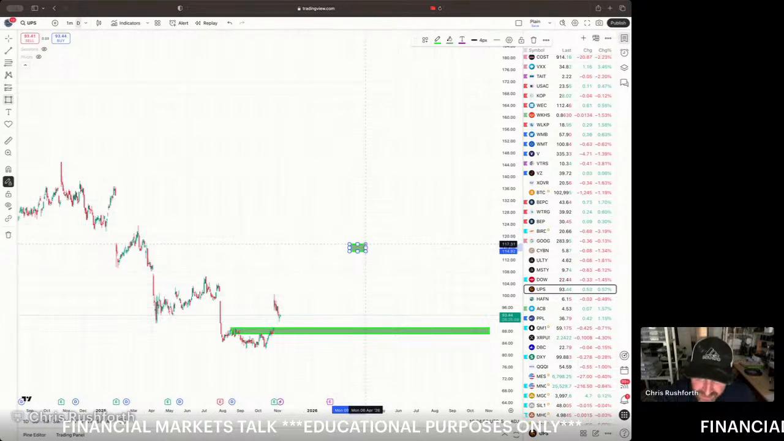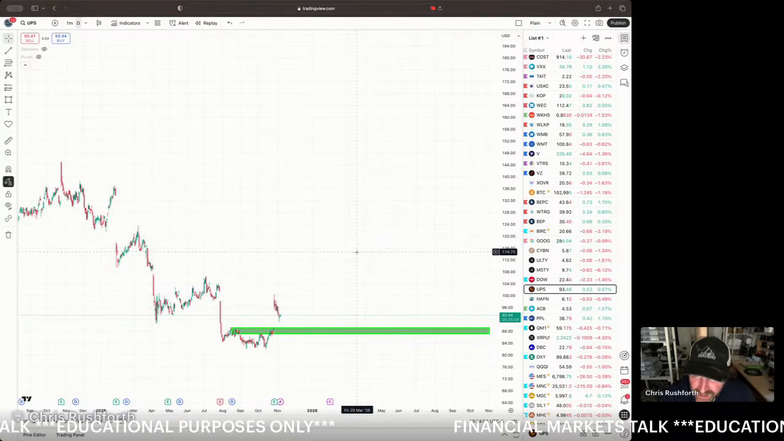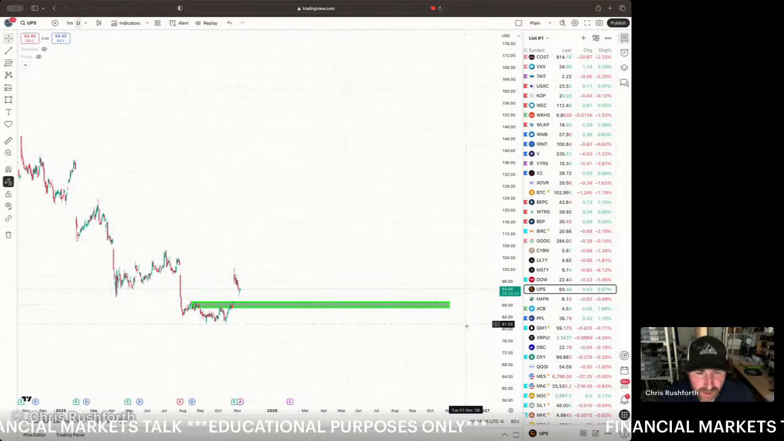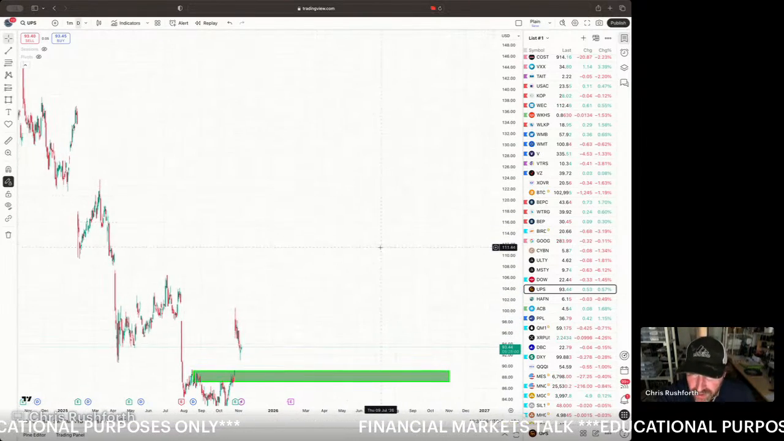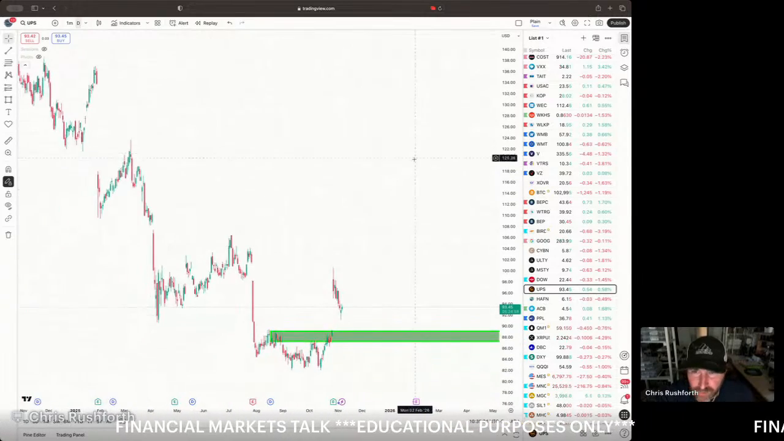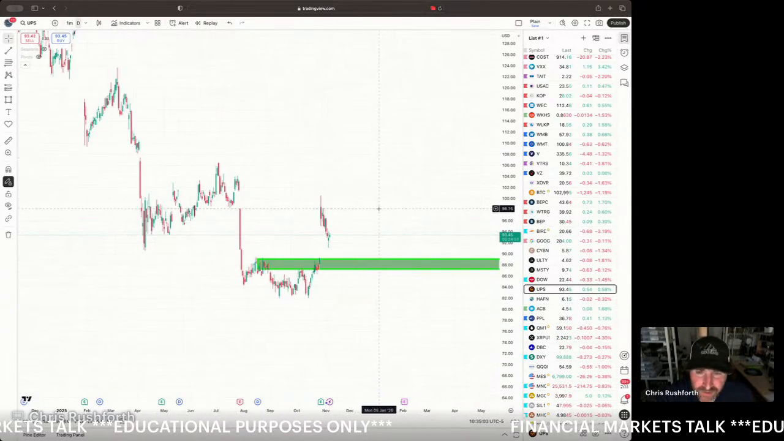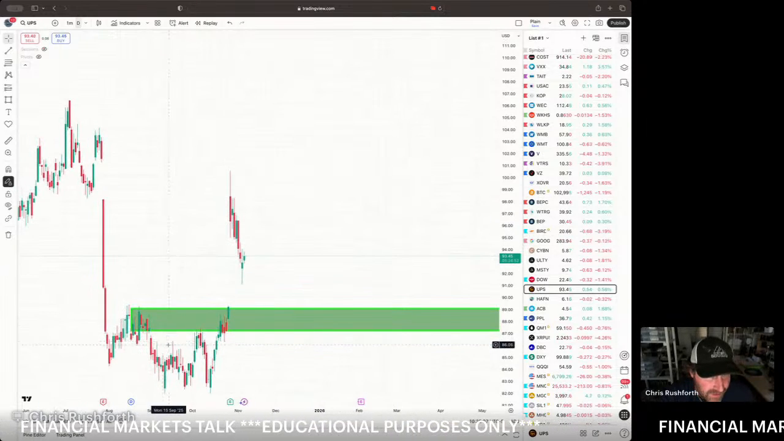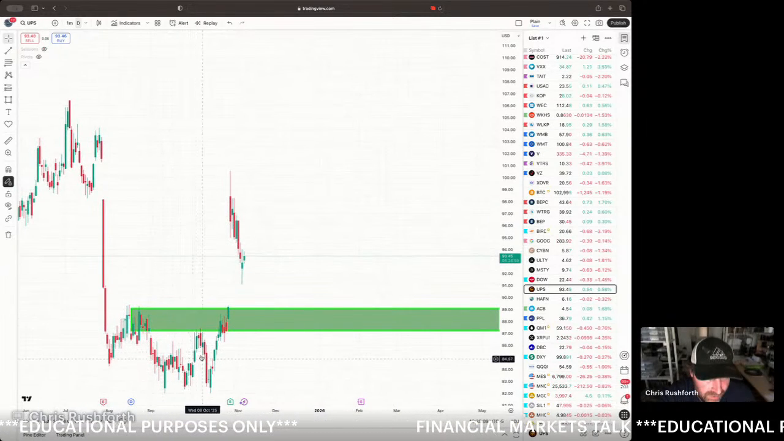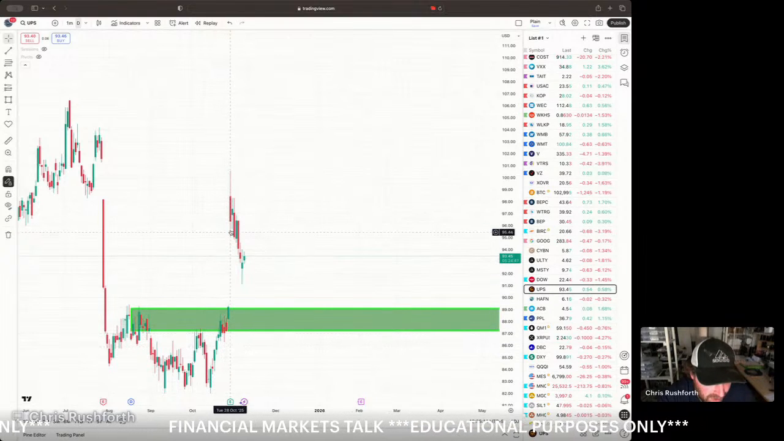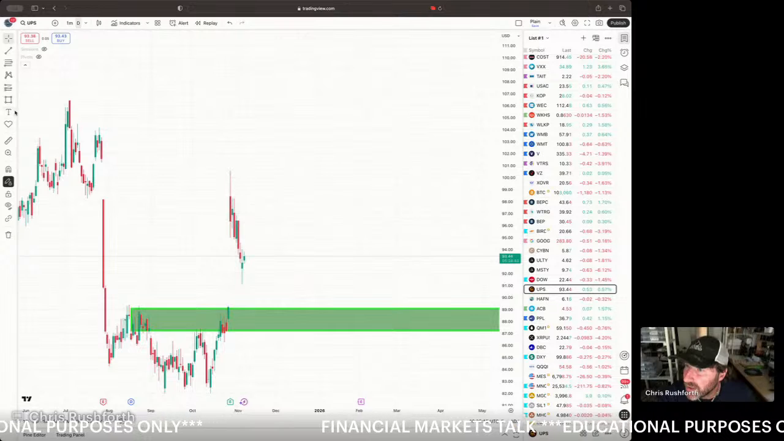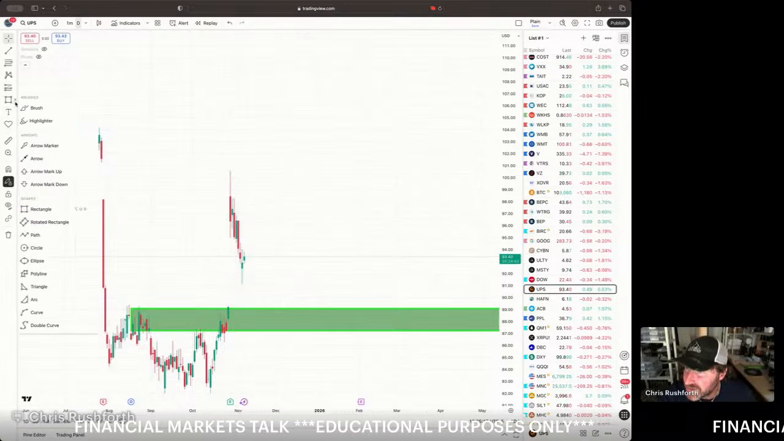And here's a zone you want to keep in mind. If UPS gets down to $88, $89, I would be buying it for sure. Educational purposes only. But you can see how this zone right here, see this? It's resistance. We had resistance. It sold off, sold off, sold off, sold off. Then resistance was broken. And now we're sort of waiting for the retest.